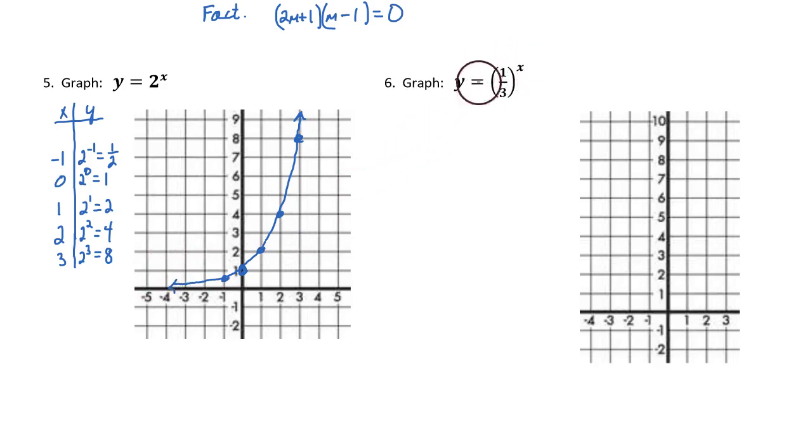Number 6 is also an exponential function, but this time the base is a fraction. I'm expecting a curve like the first one, but a curve that will go downhill. Let's make an XY table.